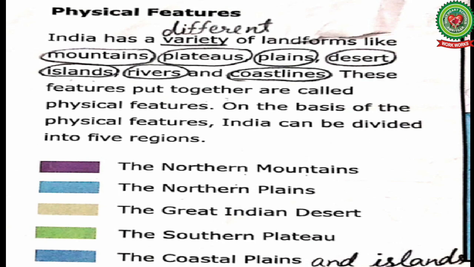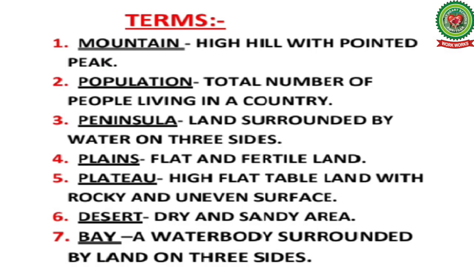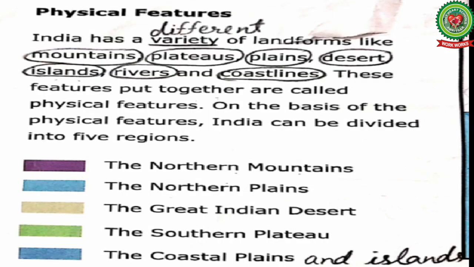First one is the northern mountains, second, northern plains, third, the great Indian desert, fourth, the southern plateau, fifth, the coastal plains and islands. So students, you also have to write "and islands" with the coastal plains. And the meaning of variety in the first line is different, and you have to encircle mountains, plateaus, plains, desert, islands, rivers and coastlines, as we have done in our terms, right? And you have to revise the terms, right?